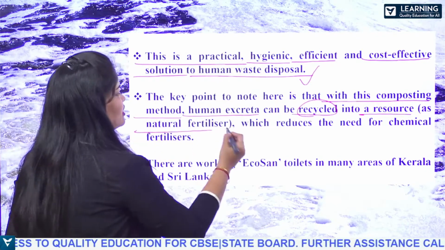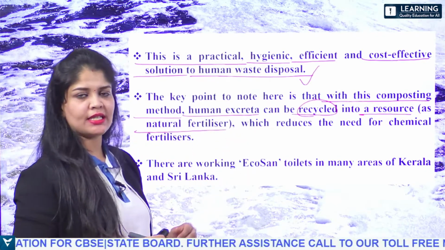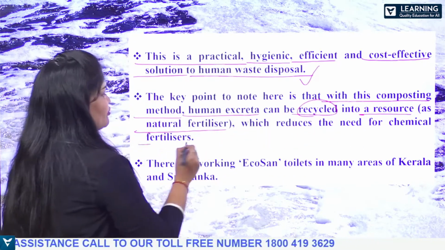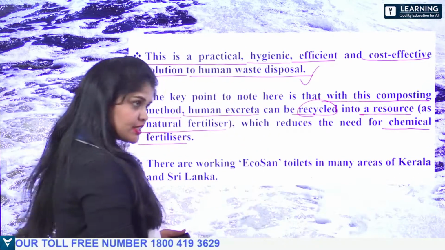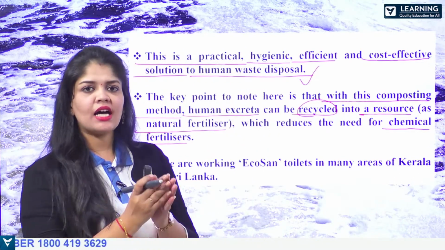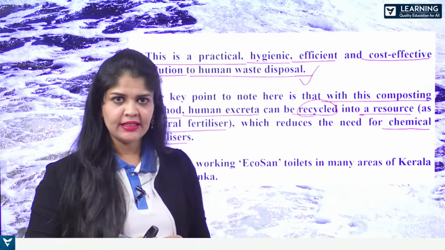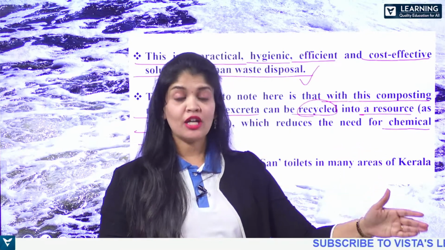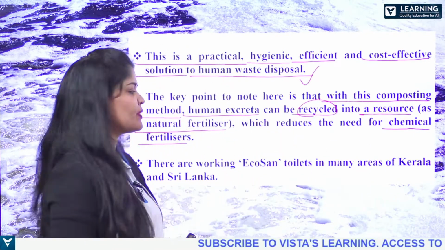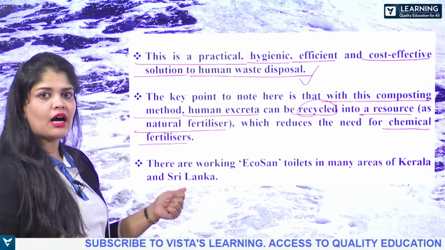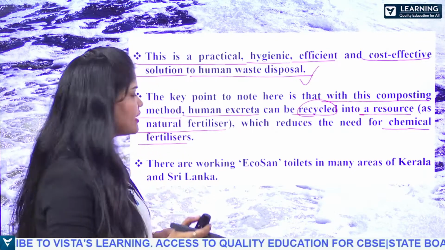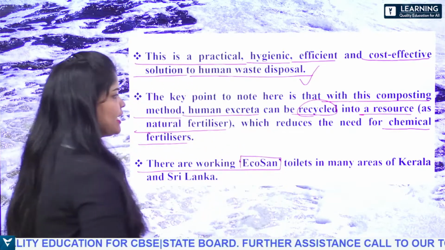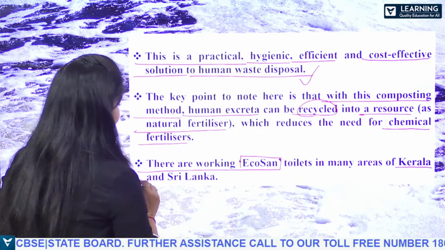As a natural fertilizer, which is a good substitute for chemical fertilizer, it reduces the need for the usage of chemical fertilizers. So, the first and foremost thing here is we are using the human waste for recycling and converting it into natural fertilizers. Thereby, we can reduce the use of chemical fertilizers. And these are real-time working systems; we can see working eco-san toilets in many areas of Kerala as well as Sri Lanka.